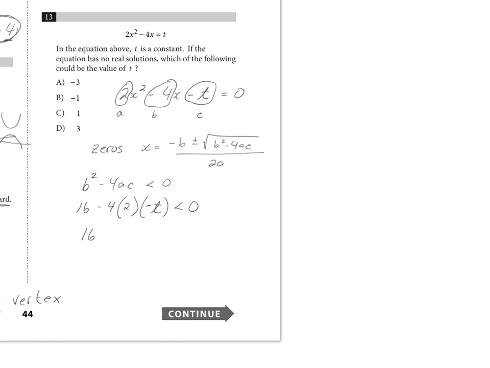16, we have minus, minus, that's going to give us a plus. So we can ignore the signs. 4 times 2 is 8 times t is plus 8t less than 0, minus 16, minus 16, those go away, 8t less than negative 16, divided by 8, divided by 8, and we have t is less than negative 2, and the one answer that works is A. Negative 3 is less than negative 2.